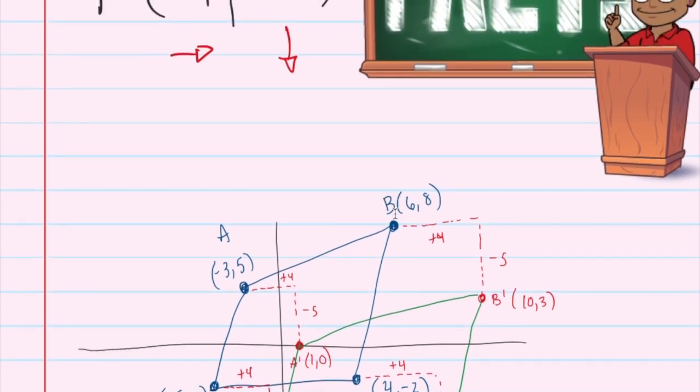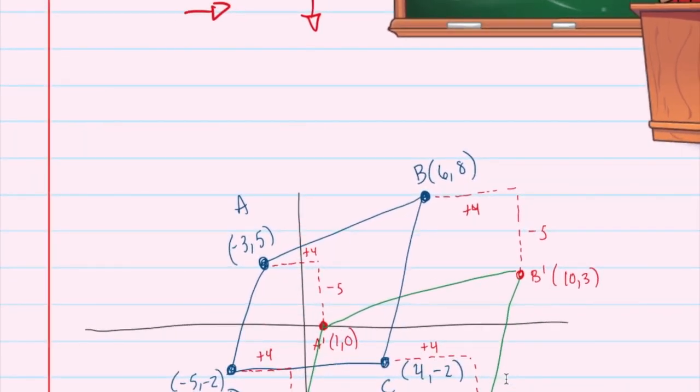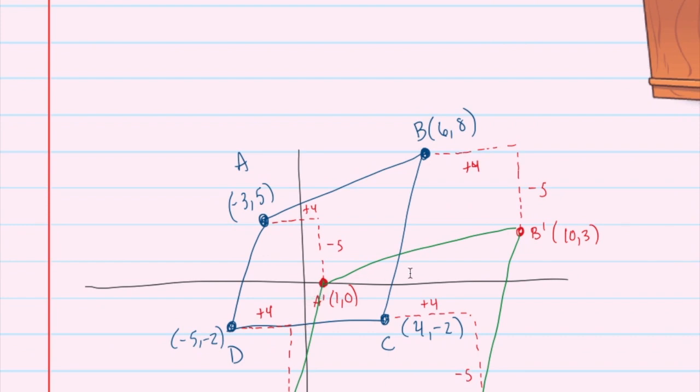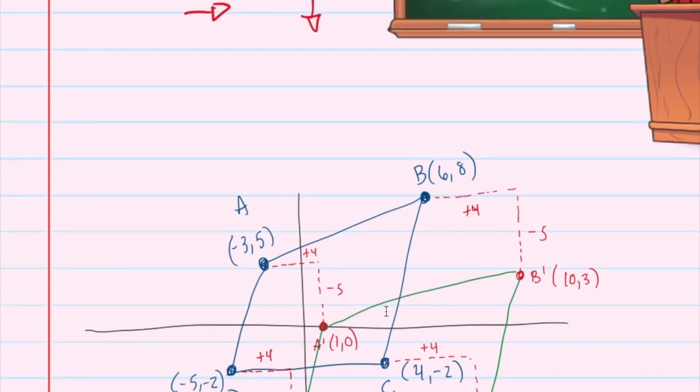Look at the original B. I'm at (6, 8), but I'm moving 4 to the right, and then I'm moving 5 down. Well, if I'm at 6, 4 to the right will make it 10. If I'm at 8, 5 down will make it 3, you see? And I do this for every single point. Now, how do you know you're doing the right thing, the right points? Because if I connect the green dots, look at the green dots, guys. If I connect these green dots, it's going to make the same shape as the original. So that's how I know it's going well.